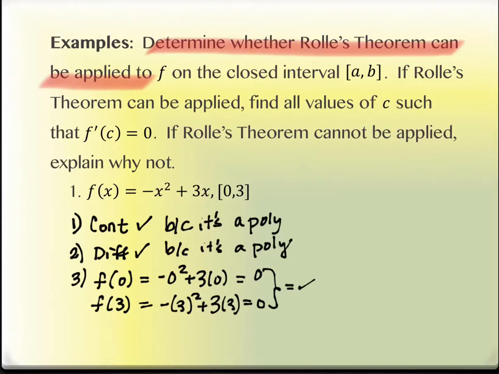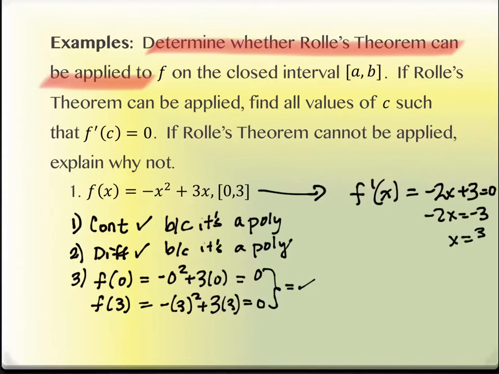Once I have verified the conditions actually work, then it says, if Rolle's theorem can be applied, then find where the derivative is equal to 0. So we're going to come over here now, and we're going to find the derivative and set it equal to 0. Okay, so what's the derivative of negative x squared plus 3x? Fabulous. Negative 2x plus 3. And we're going to set it equal to 0. So I have negative 2x is equal to negative 3. And x is 3 halves.